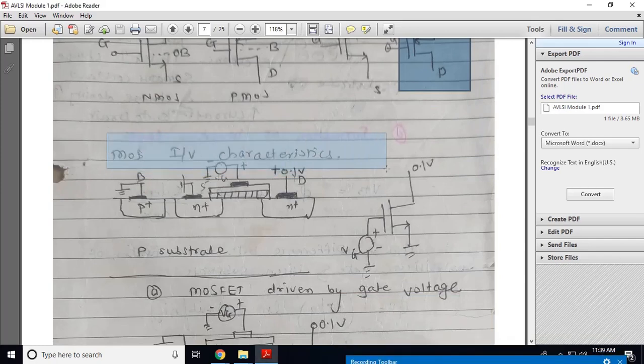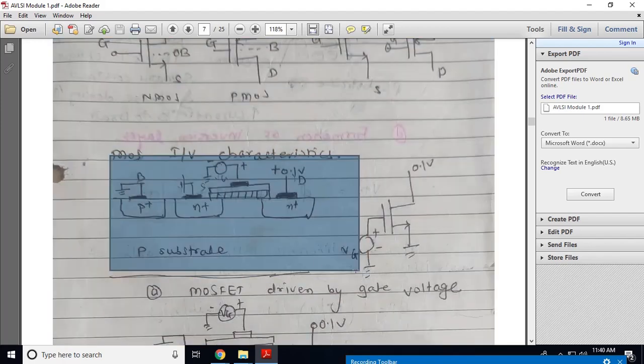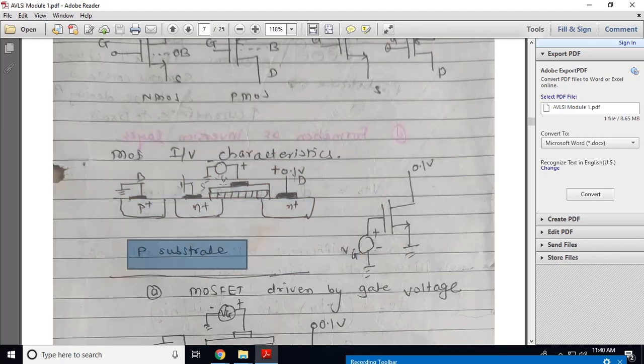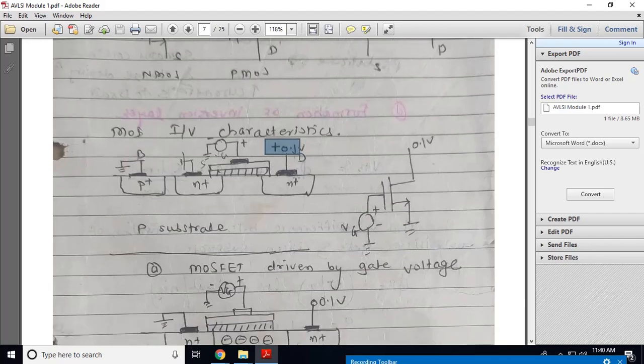Next is the transistor IV characteristics, that is current and voltage characteristics. We will discuss this for NMOS. This is the diagram of NMOS, fabricated on a P-type substrate. We have to apply the proper voltage on the gate, so the gate terminal is connected to the positive terminal of the supply. This is the body terminal, which is grounded. The drain is connected to the positive voltage of the battery terminal.